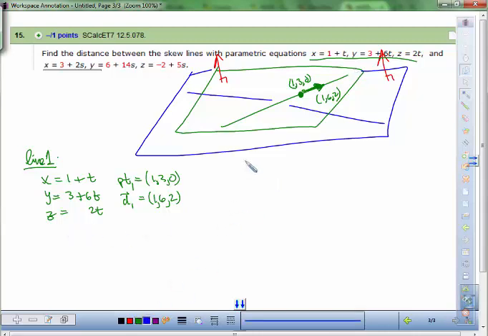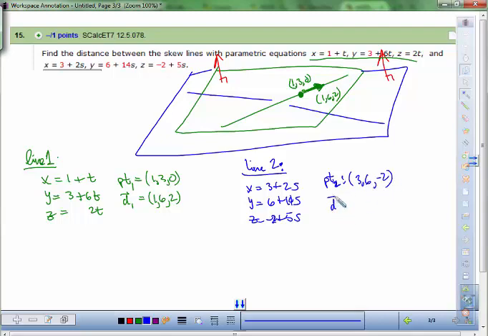All right, so now line 2 would be x equals 3 plus 2s, y equals 6 plus 14s, and z equals minus 2 plus 5s. So I have a point on that line, but then it's also on the other plane: (3, 6, -2). And I have the direction vector for this line to be on that plane: (2, 14, 5).